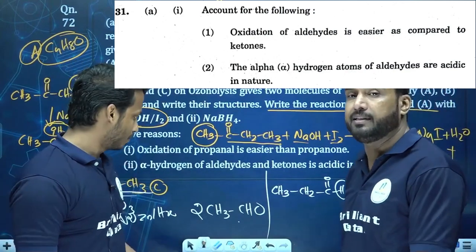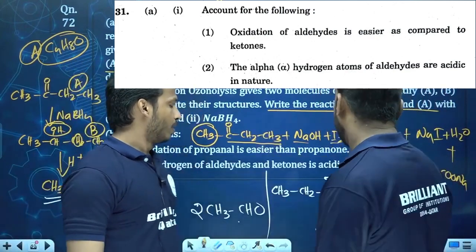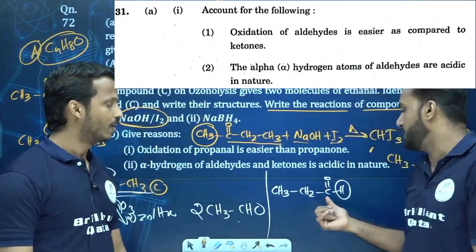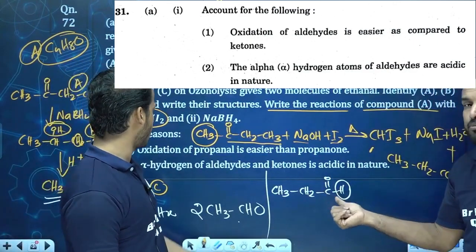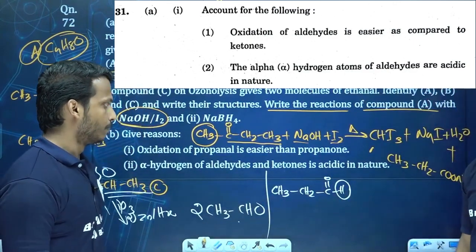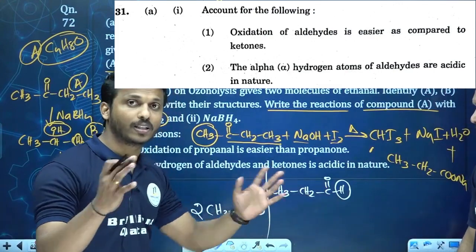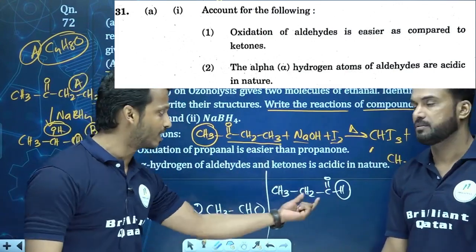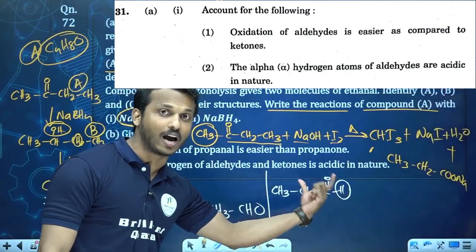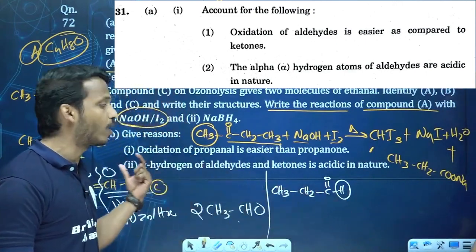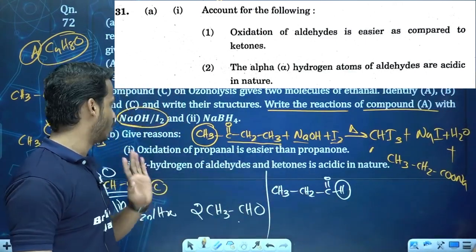In aldehyde, there is a replaceable hydrogen, which undergoes oxidation. In ketone, this hydrogen won't be there; both sides will be alkyl groups. So there is a replaceable, oxidizable hydrogen in aldehyde. So aldehyde undergoes oxidation faster than ketone.